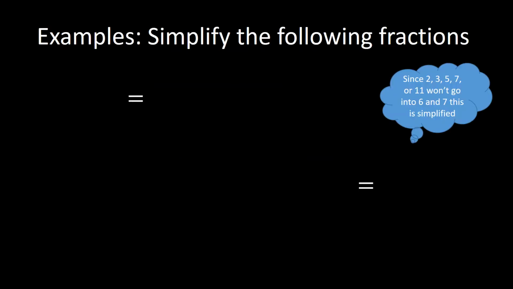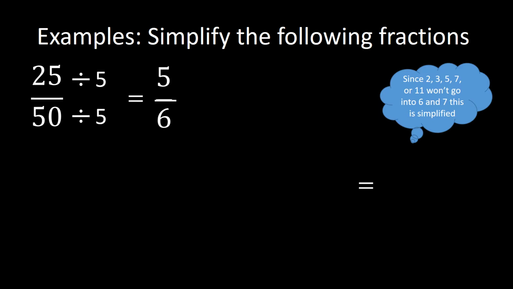So let's do some examples. I want you to simplify 25 over 50. Hit pause, and when you get your answer, hit play. What I did is I divided 25 and 50 by 5. If you notice, I'm dividing the numerator and the denominator by the same number. My answer is 1/2. So if you got an answer of 1/2, you did it correct. Great job. Let's try another one.